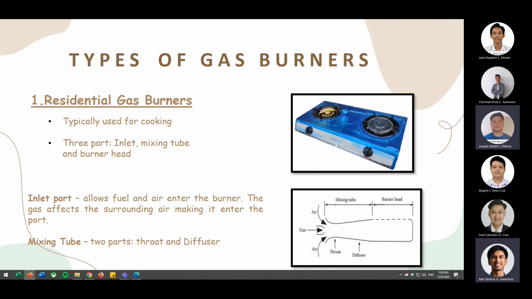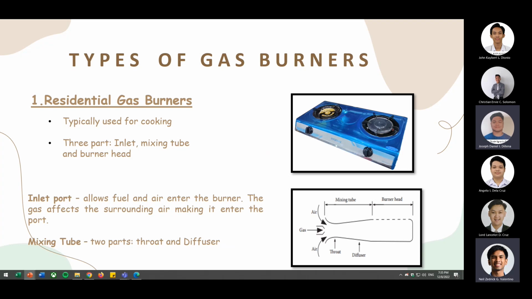So, meron tayo ditong 3 parts ng residential gas burners: ang inlet, mixing tube, and burner head. So, simulan natin dito sa inlet port. Ang inlet port allows fuel and air to enter the burner. The gas affects the surrounding air, making it enter the port. So, ang sinasabi lang dito, ang inlet port is ito yung kumukuha nung gaseous fuel natin from the container. So, dito dumadaan yung gaseous fuel as well as yung mga air natin, since kinukuha nung gaseous fuel yung air sa paligid niya. So, dun siya papasok.